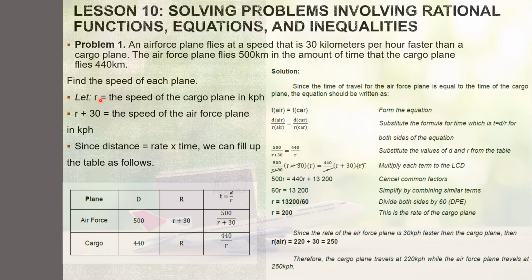So, let R be equal to the speed of the cargo plane in kilometers per hour. And R plus 30 is the speed of the Air Force plane in kilometers per hour, because it says here 30 kilometers per hour faster than the cargo plane. So the Air Force plane's speed is the speed of the cargo plane plus 30, so R plus 30. Since distance is equal to rate times time, we can fill up the table as follows.